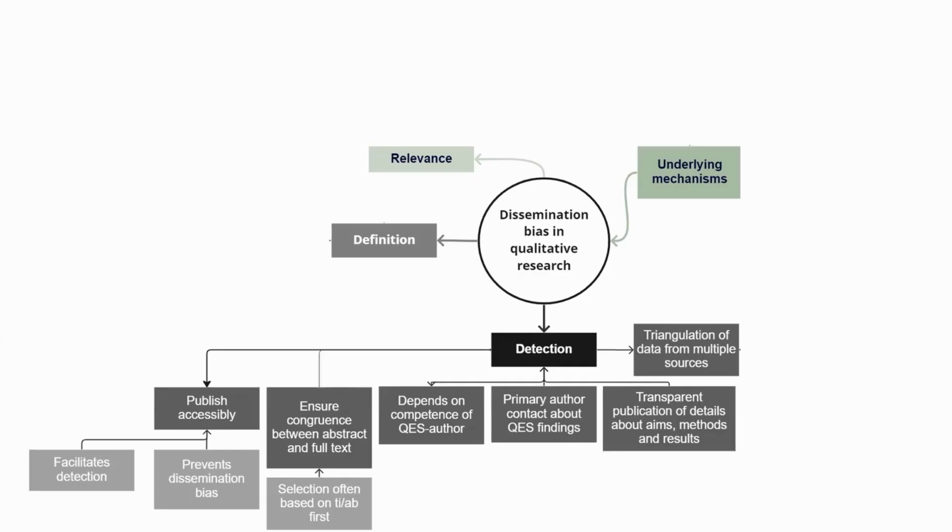And we should be transparent about the publication of details about the aims of the study, the methods, and the results. Then, what was very dominant in the group discussions is that we found that triangulation of data from multiple sources might be relevant to detect dissemination bias.